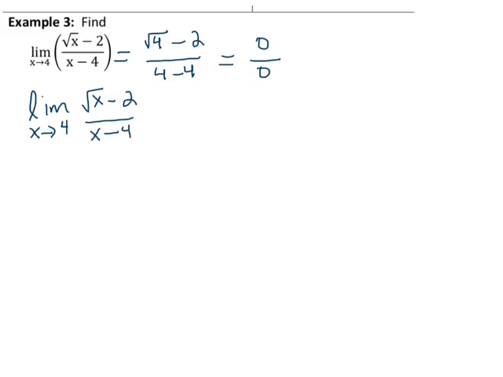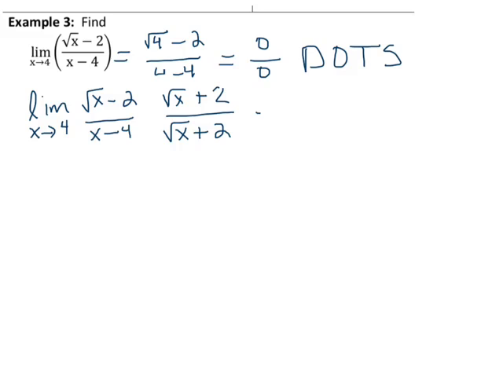In this case, it's the conjugate for the numerator, which involves the square root, because that's where we have an issue. So let's say that we multiply by the square root of x plus 2 divided by the square root of x plus 2. Well, recall that the top is what I like to call DOTS, and that means simply difference of two squares.